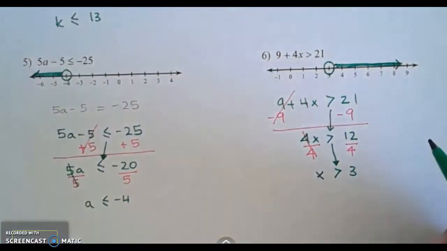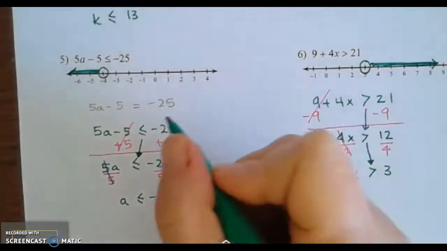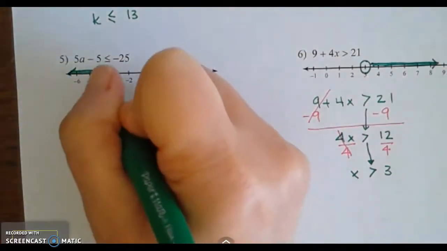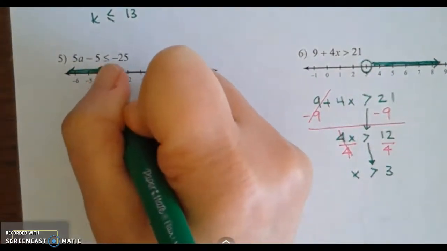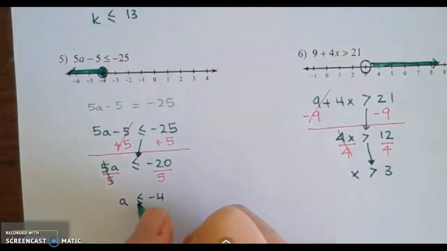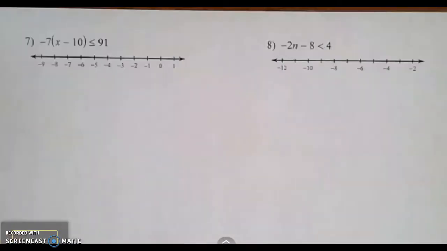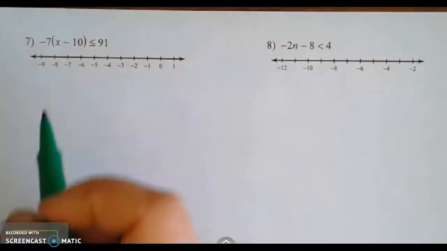Okay. Oops, I made a mistake on number 5, didn't I? A is less than or equal to. That means I need to shade that circle in. Okay, because of that equal sign. I have 4 more problems, but 7, 8, 9, 10, I need to go through the verification process. Okay? Alright, so let's go through that.